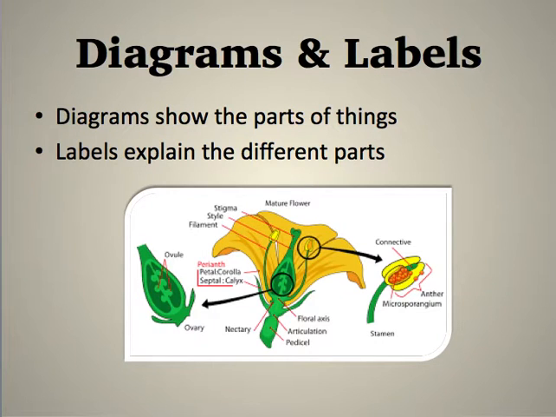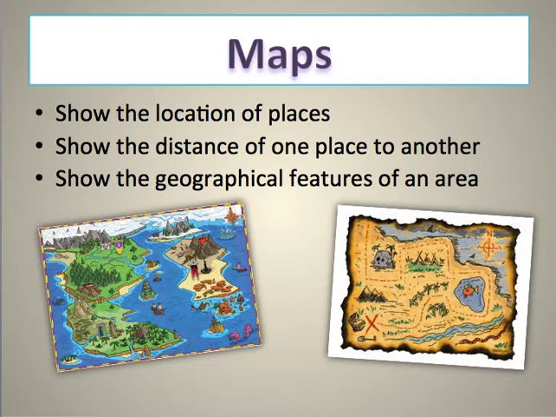Then we have diagrams and labels. Diagrams show the parts of things, and labels explain the different parts of a diagram. This helps us to really understand the facts and information that are being presented to us. Then we have maps. Maps, of course, tell us the location of things, the distance from one place to another, and the geographical features of an area. This is very important because it also helps build connections and it helps the reader visualize the area as well.